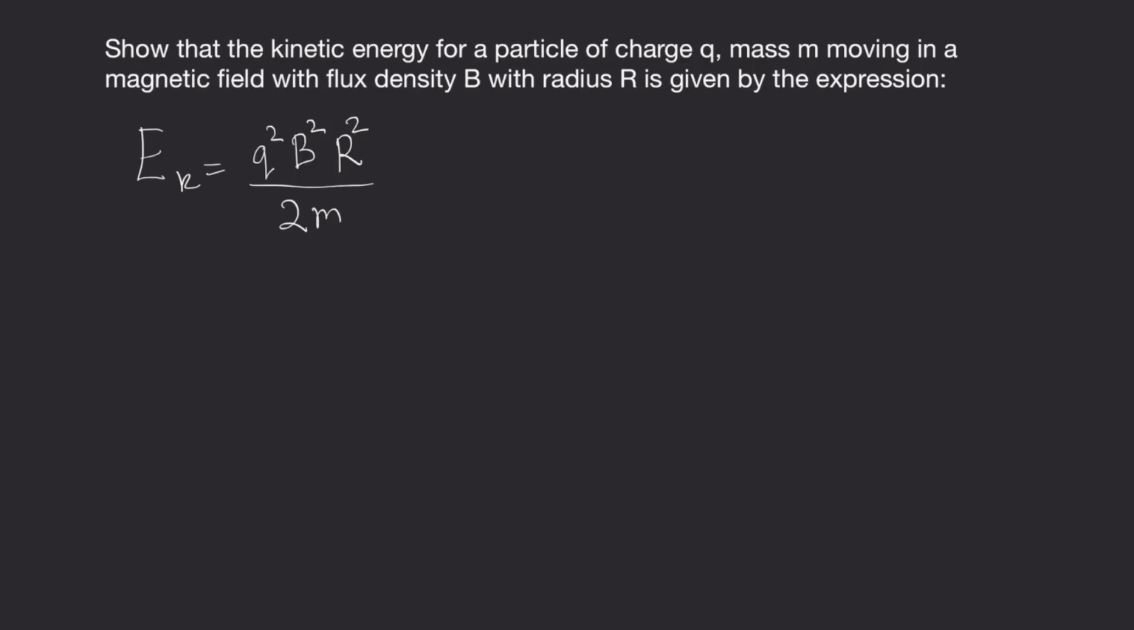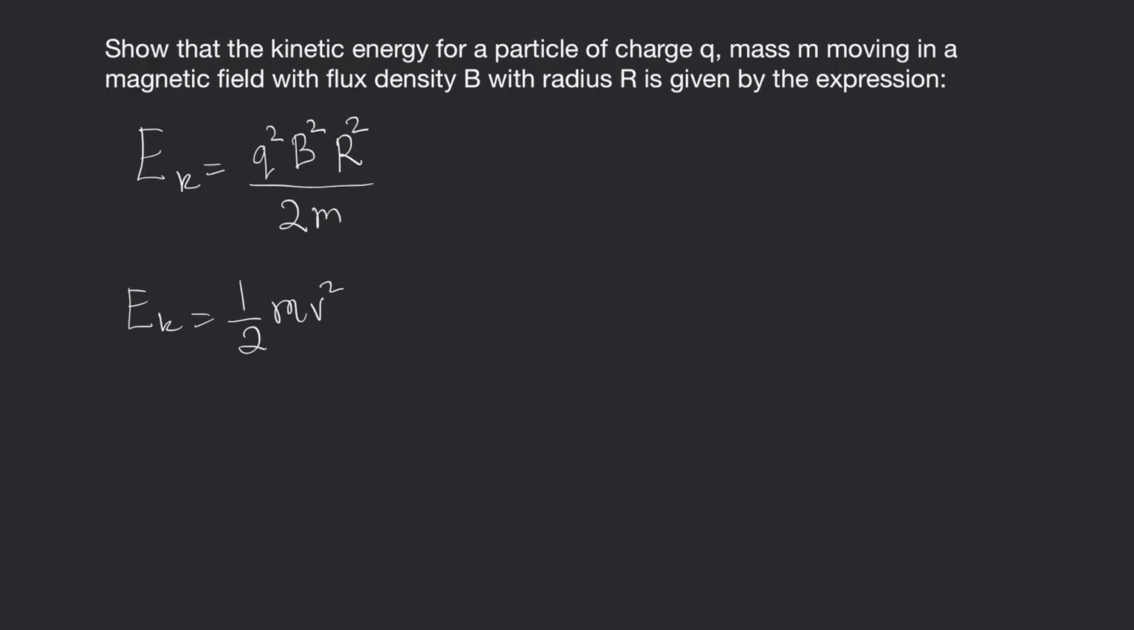And now let's practice a show question. Show that the kinetic energy for a particle of charge Q, mass m, moving in a magnetic field with flux density B and radius r is given by the following expression. Because this is a show question, we're going to try and showcase as much of the work as possible. What I would start off with is simply the fact that kinetic energy is equal to a half mv squared.